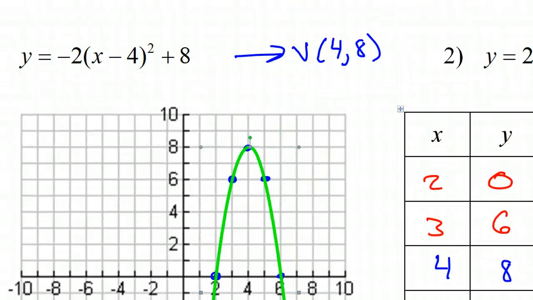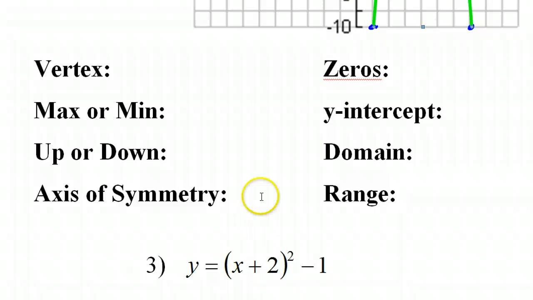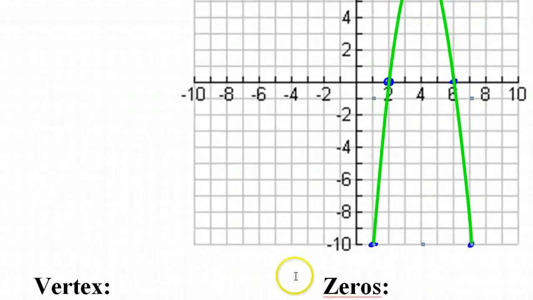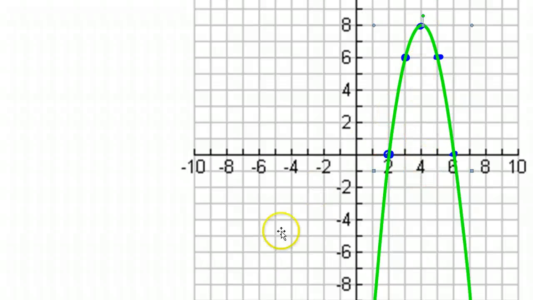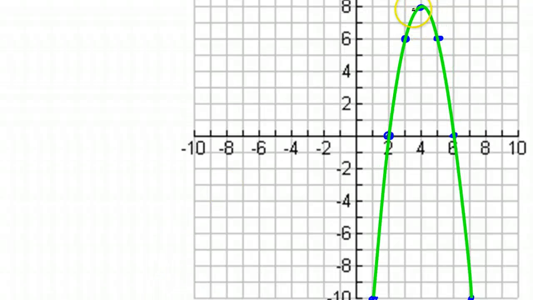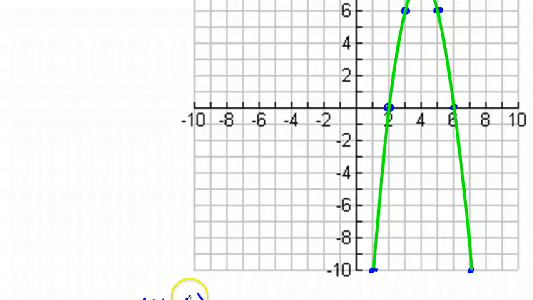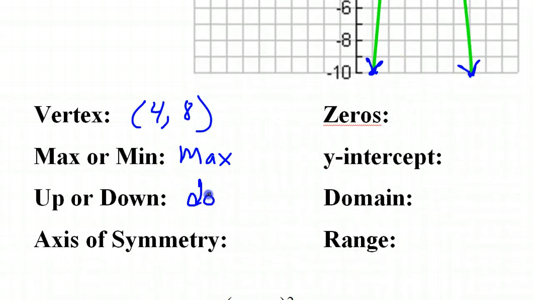Now, what do we need to know about it? Okay, so let's start filling in some information. The vertex, well, we knew that right from the very beginning. That was 4 comma 8. Let's go ahead and fill that in now. Is this vertex a maximum or a minimum? Well, you see that the vertex is here at the very top, so that makes it a maximum. Clearly the parabola is turning down. You can look at these like arms reaching down, so this is down.